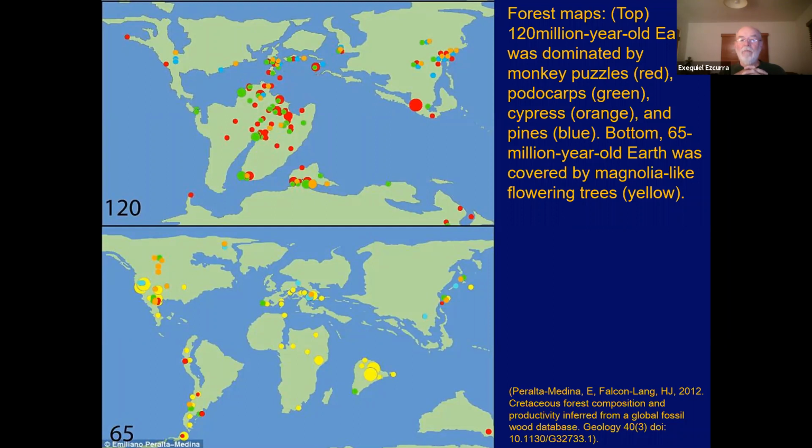So some 120 million years ago, the earth was covered basically by conifers. All ecosystems were covered by conifer plants. And then 65 million years ago, after an event that was called Chicxulub, and I'm going to tell you in a second what that event was, suddenly the earth was covered by magnolia-like flowering trees. So some 65 million years ago, the earth changed. And it changed, as we will see, in its botanical composition. It changed rather abruptly.